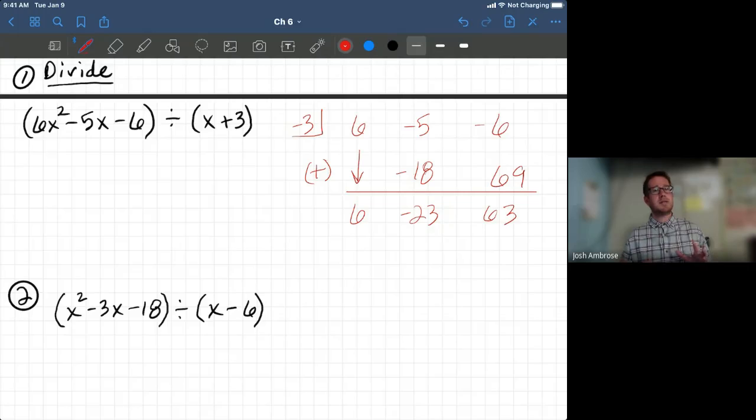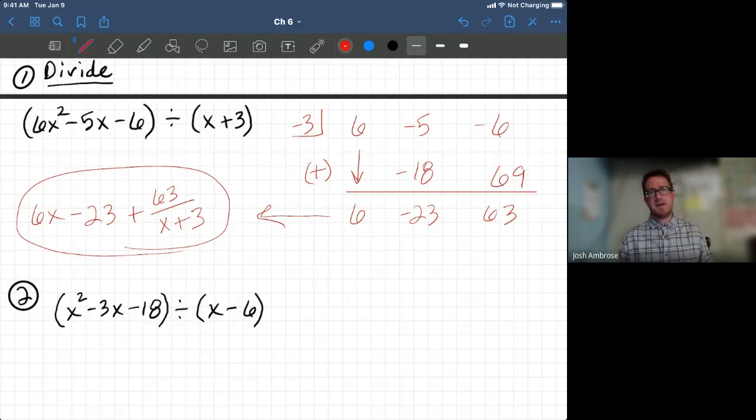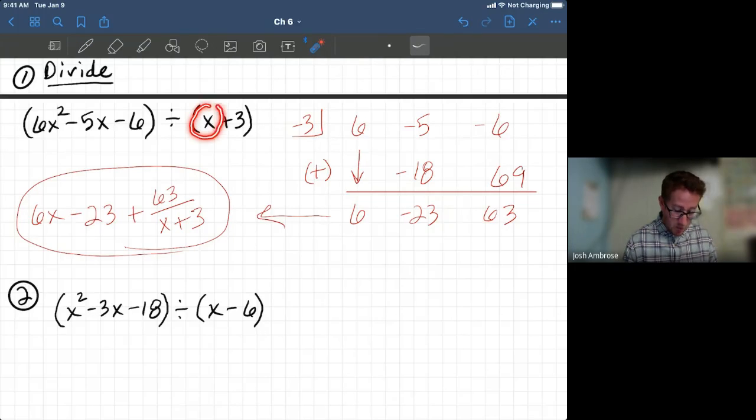So now what you possess here is all of the coefficients and the constant term. And now we're going to take these values and create the polynomial. So that's a positive 6 in front. It's going to be 6x minus 23 plus 63 over x plus 3. This is a much faster method. Of course, it only works when right here you're dealing with no coefficient.